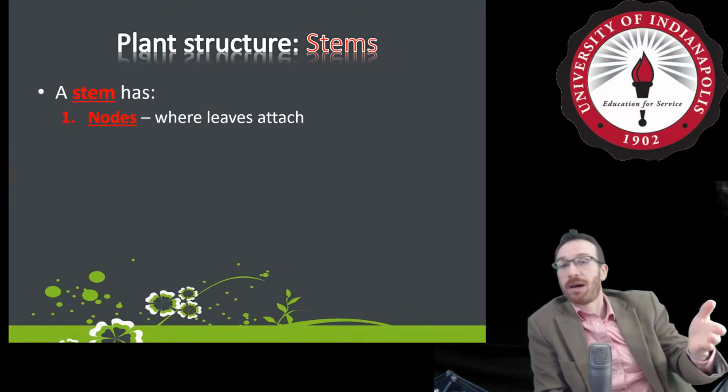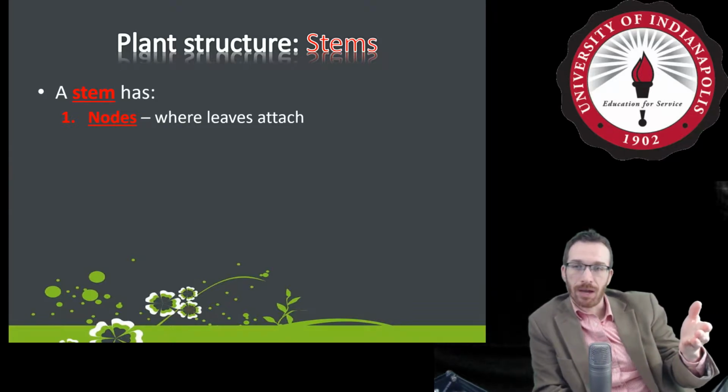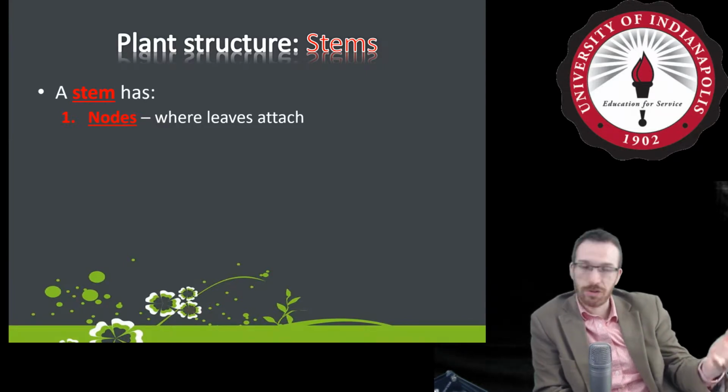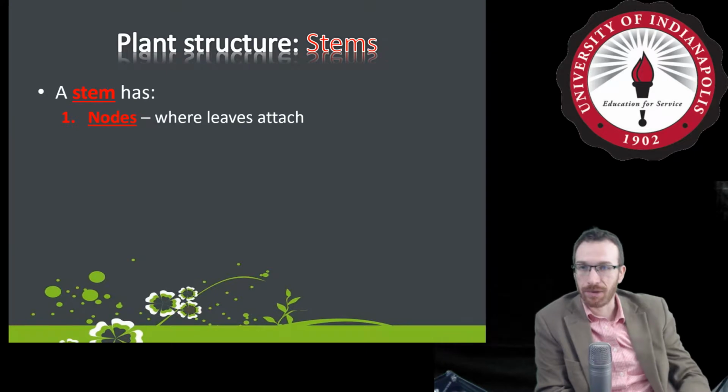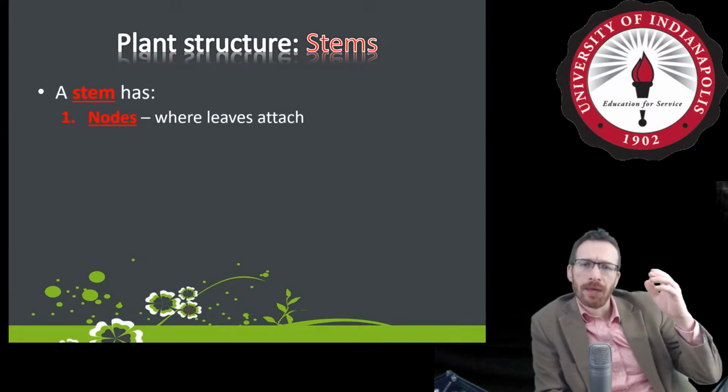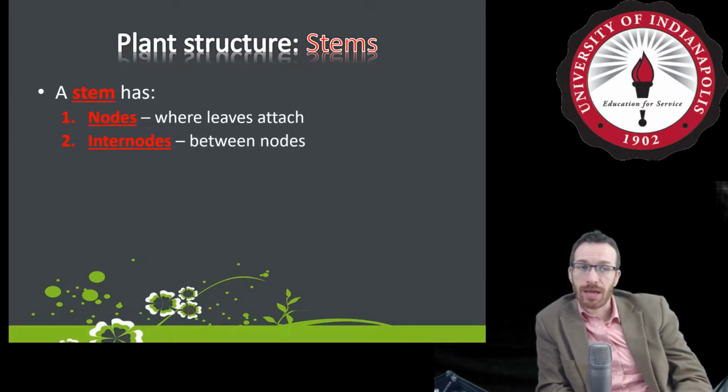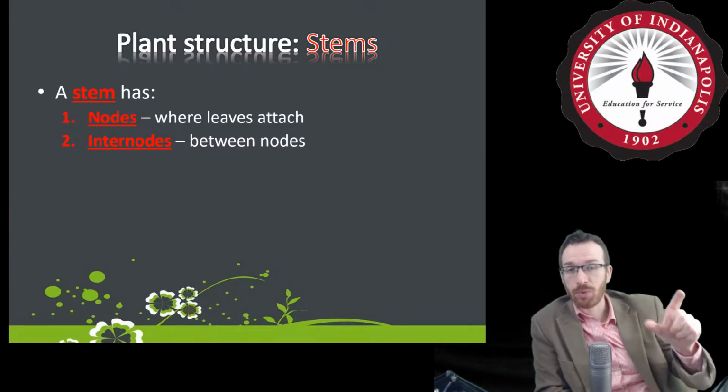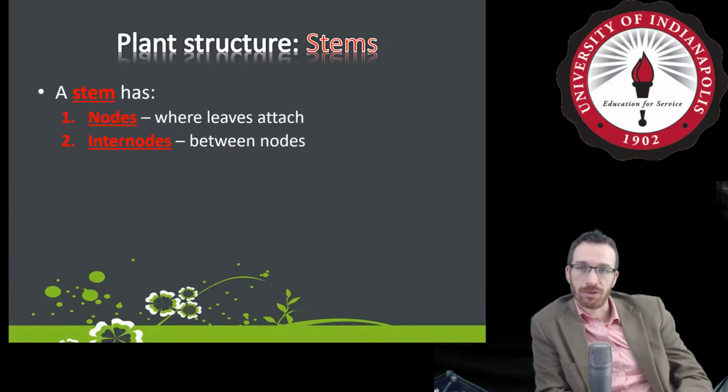That's a node. If you think back to our phylogenetic trees, it has a lot of the same terminology because phylogenetic trees base it off of it. And so we also have an internode, and an internode is basically the section between the nodes there, which is where the leaves are attaching.